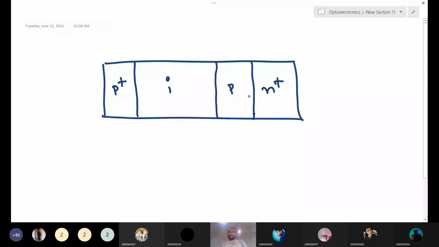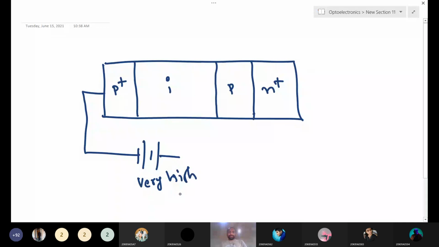This P and N plus region is the avalanche region. Here the multiplication process happens. The first thing we have to apply is the reverse bias voltage. So here I have drawn two potential symbols because it is a very high reverse bias voltage. That means high reverse bias voltage.